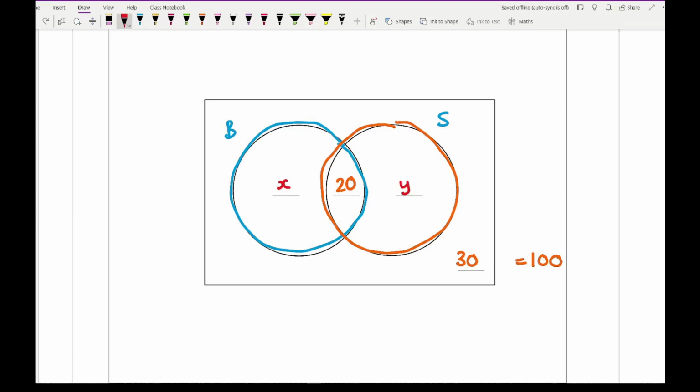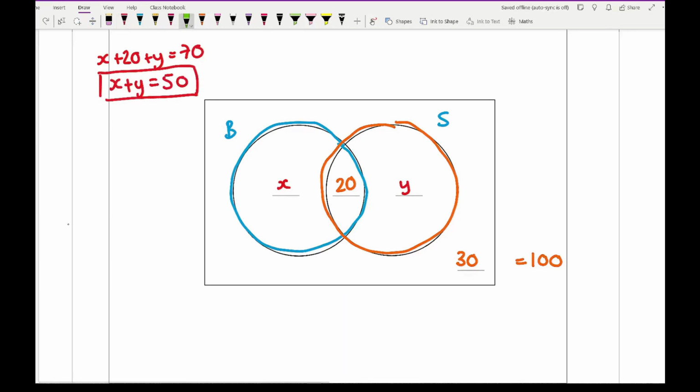So from the facts that we know, we know that X plus 20 plus Y, those two circles, need to add up to 70 because 30 is outside. So if I neaten this up, I get X plus Y equals 50. I'm just going to put a little box around that for now.